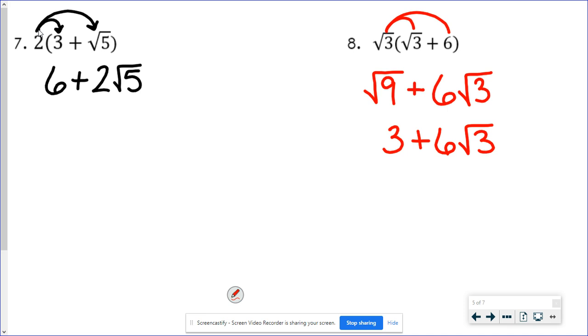And that one's done. Again, I can't add these. I can't do the 3 plus 6 part because this is kind of like 3 plus 6x. Pretend that that radical is like a variable. It doesn't match. They're not like terms, so I can't do anything more with that.